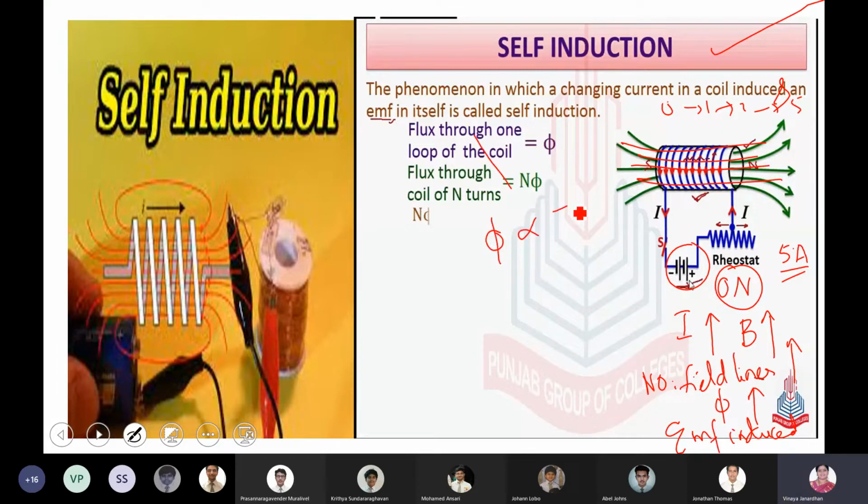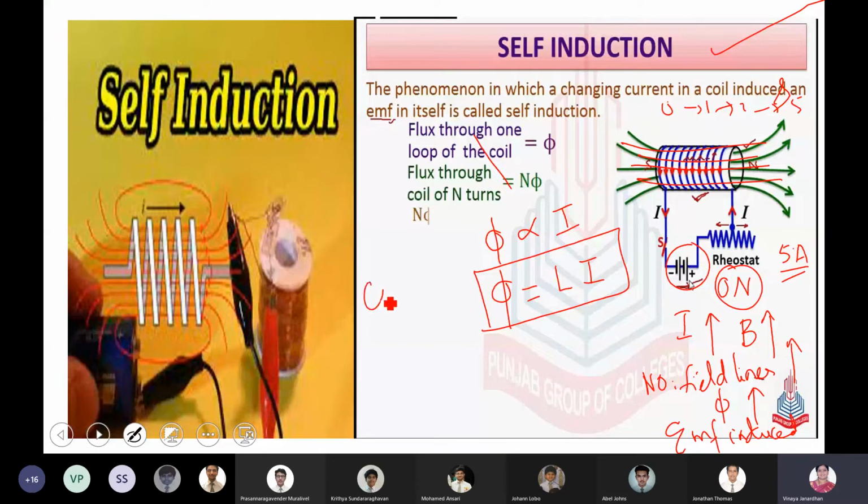The flux linked with the coil depends upon the current, yes or no? When the current increases, the strength of the field increases. When the strength of the field increases, then the number of field lines, the flux, is also increasing. That is why phi is directly proportional to I, or I can write phi is equal to L into I. Now this constant of proportionality L is called the coefficient of self-induction or self-inductance, and we'll see how to derive an expression for it and how to define it.